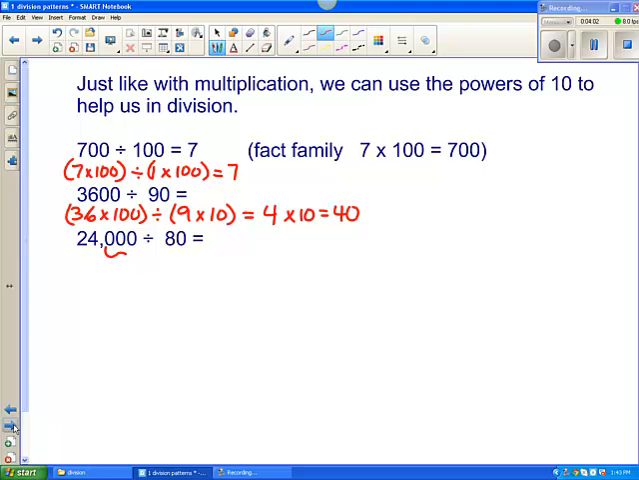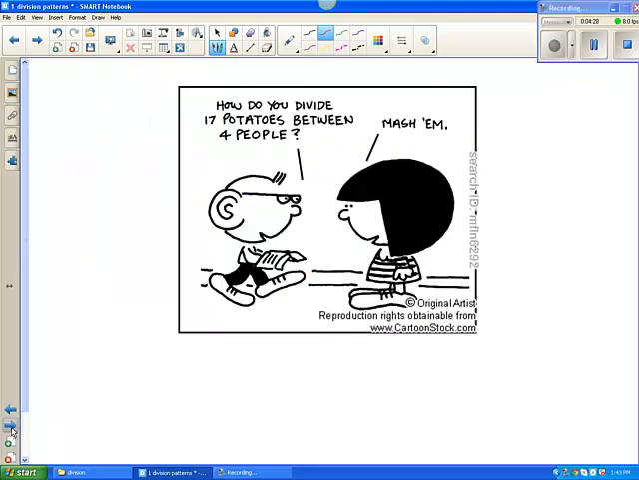Let's look at the last example. I see that there are 3 zeros in 24,000 and 1 zero in 80. I think that if I take the 3 zeros and subtract that 1 zero, I will end up with 2 zeros. So 24 divided by 8 is 3, ignoring the zeros, and then 3 zeros minus 1 zero is 2 zeros, so the answer is 300.